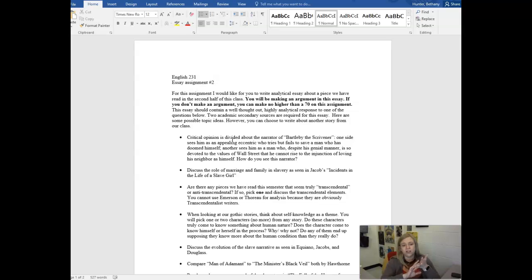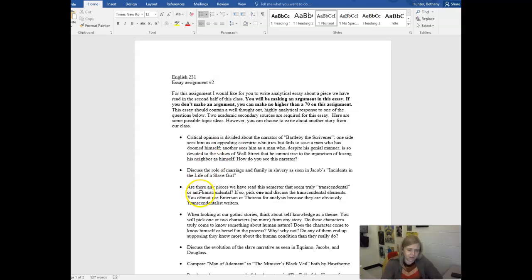Discuss the role of marriage and family in slavery as seen in Jacobs' Incidents in the Life of a Slave Girl. I want you to keep in your mind that with this piece, students tend to make it more of a history paper because they try to look at marriage and family in slavery, but they leave out Jacobs' piece. So I want you to remember that this is a literary analysis. You need to be looking at the story, or not the story, but it's an autobiographical story, instead of just slavery in general. This is a literary analysis, not a history paper.